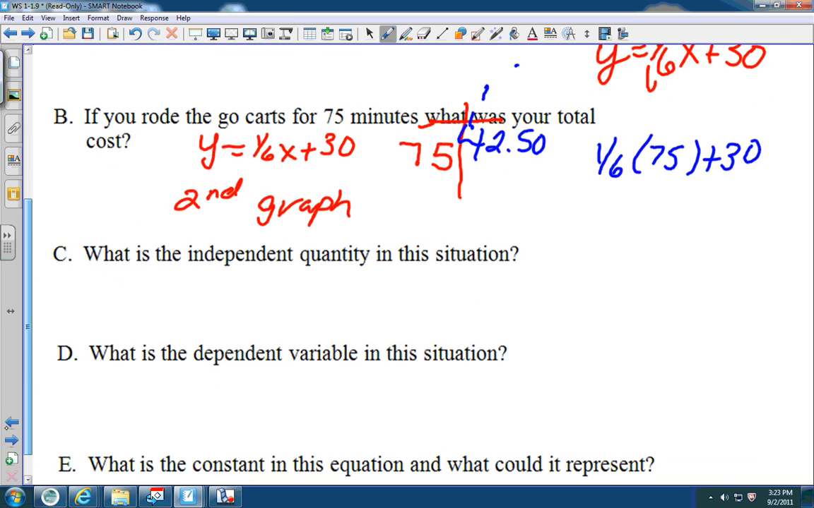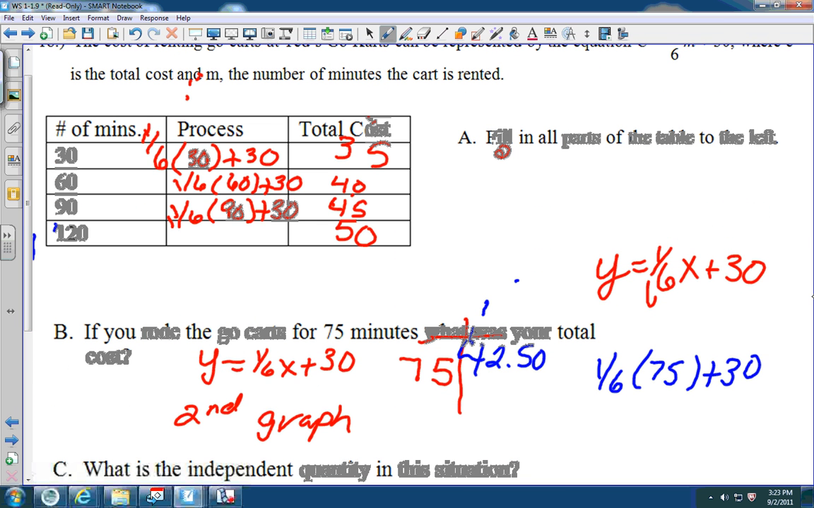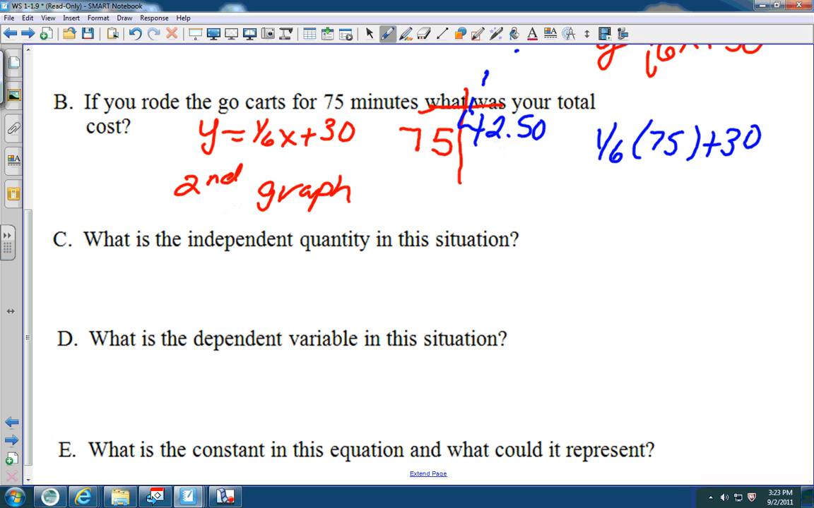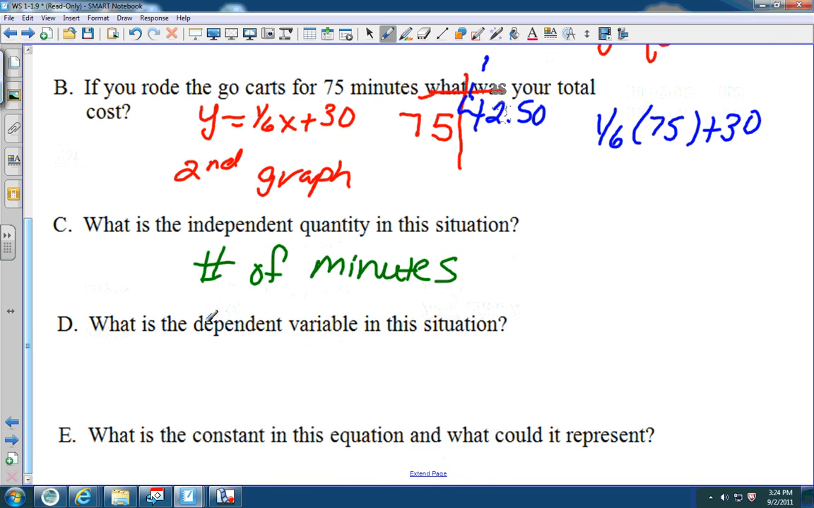What is the independent variable and the dependent? Independent, what's the thing that's happening first? With the beginning result right here, this is my x, here's my independent. The end result is what I've got to pay, that's my dependent. So my independent is going to be my number of minutes. My dependent, my end result, is the total cost.